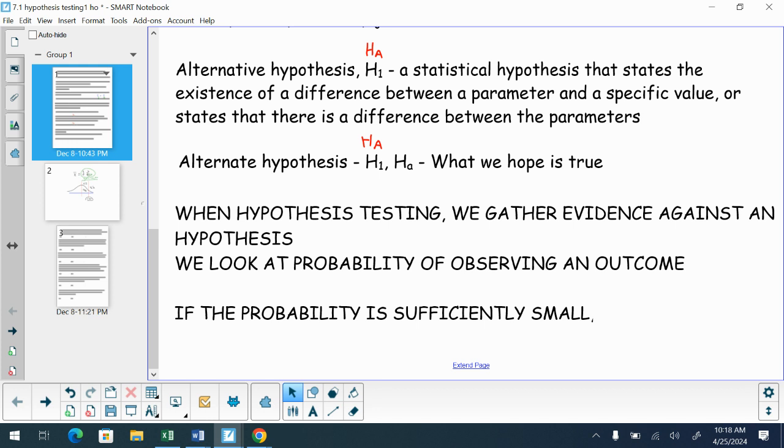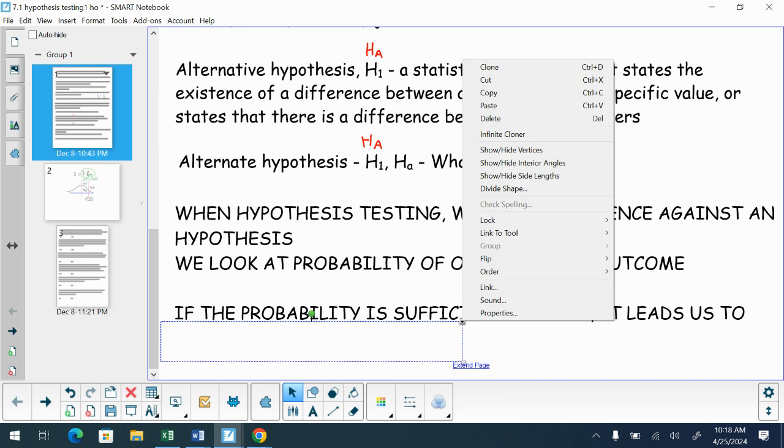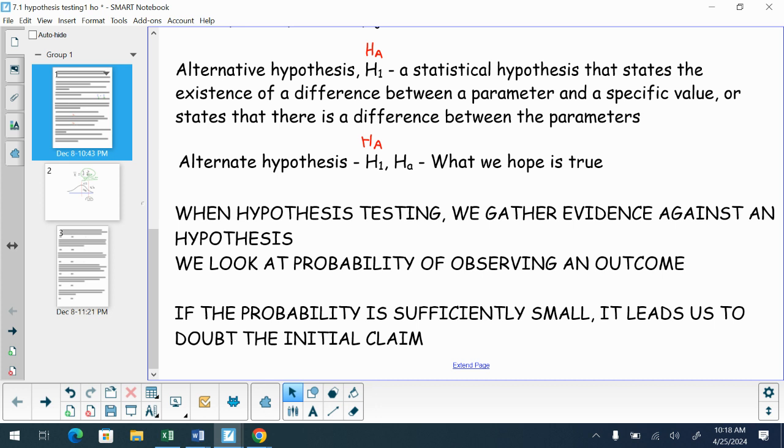When hypothesis testing, we gather evidence against the hypothesis. We look for the probability of observing an outcome. And if the probability is significantly small, it leads us to doubt the initial claim, that null hypothesis.